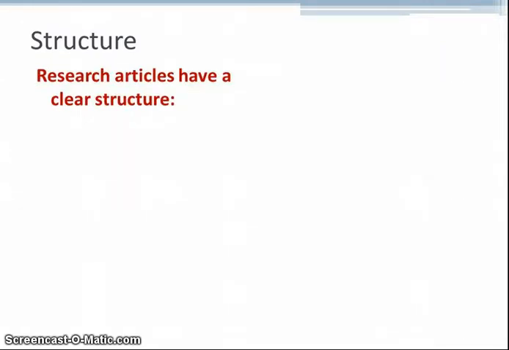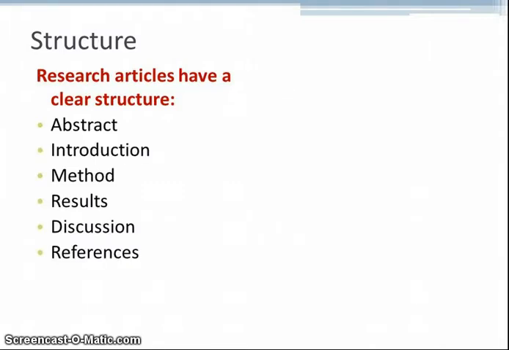So when we look at research articles, they follow a very clear structure. The information is always in the same order. It always has an abstract, an introduction, even though it may not say introduction, that first beginning, which can be 1 to 10 to 15 paragraphs. It'll talk about the method, how the research was done, the results, what did they find out, discussion, and references. So today we're going to start with the abstract, and then take a look at the references. And in another slideshow, we're going to look at the introduction, method, results, and discussion.